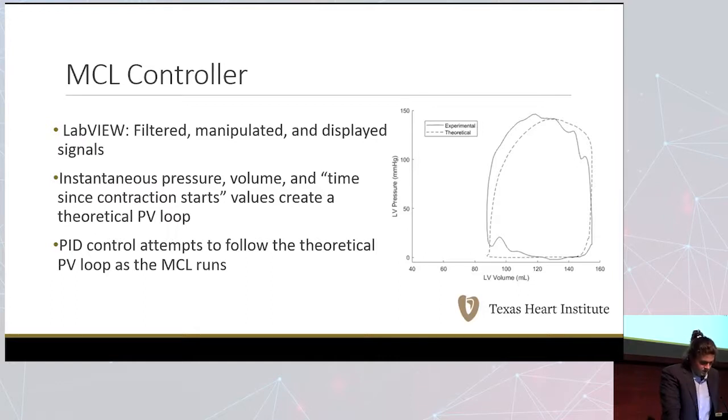Based on the time between 0 and 1 second, there's a certain value for contractility that the mock circulatory loop should be at. And because contractility relates pressure and volume, we're able to create this theoretical pressure volume loop, and our PID controller attempts to follow it. And it follows decently well, actually.